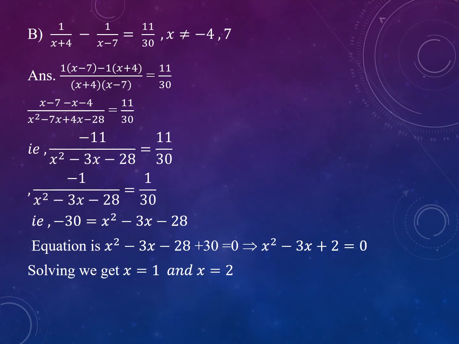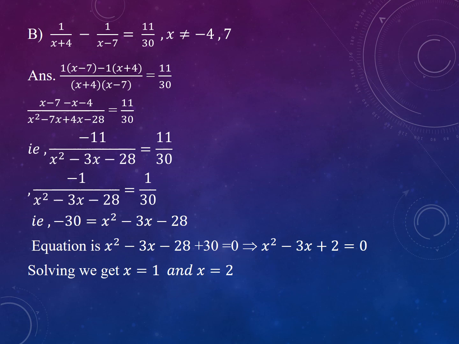Question B. 1 by x plus 4 minus 1 by x minus 7 is equal to 11 by 30, where x is not equal to negative 4, 7. Again, here also it is not in the standard form. Finding LCM, we have 1 into x minus 7 minus 1 into x plus 4 divided by x plus 4 into x minus 7 equal to 11 by 30.